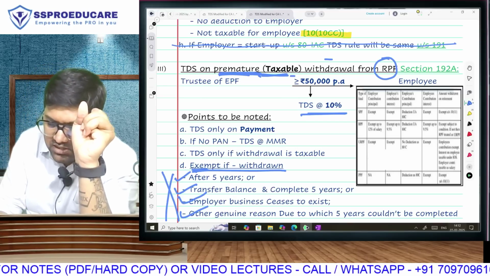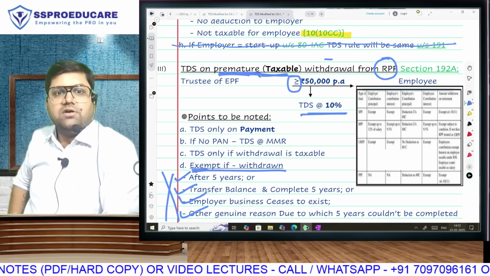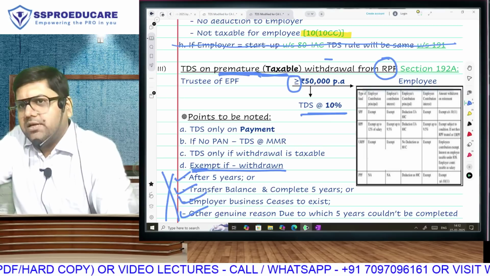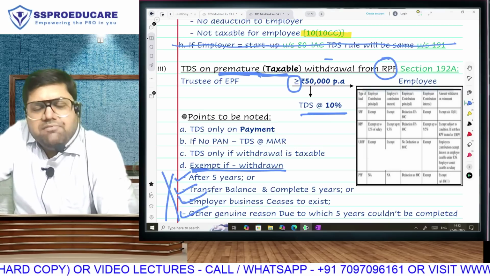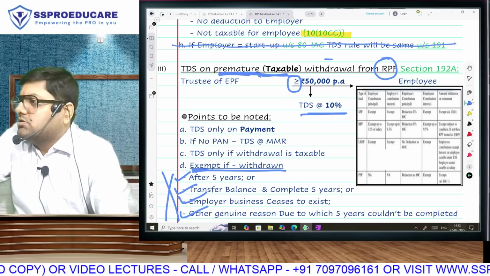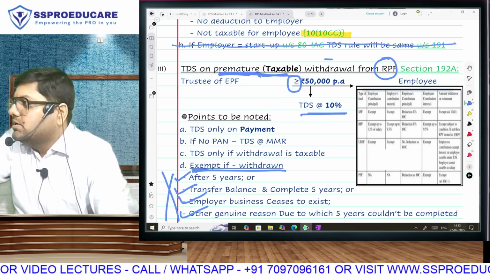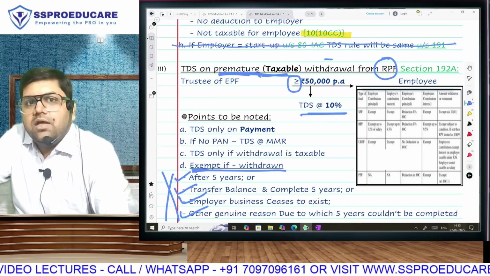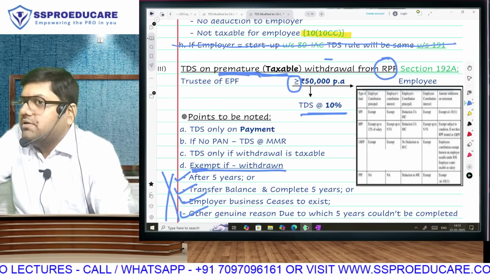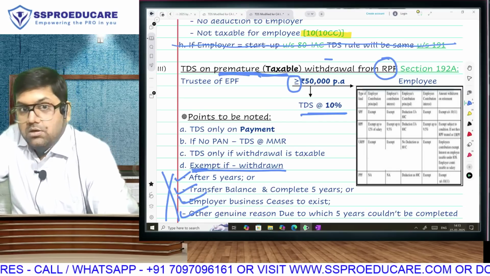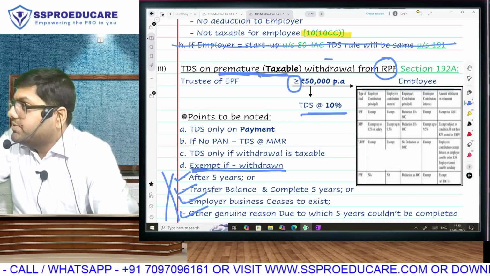Because in this case, they have given equal to. So, exact 50 will attract TDS. Now, let's be clear. In CA exams, they will not ask you 40,000 or 60,000. If they ask 40,000, everyone knows no TDS. If they ask 60,000, everyone knows yes TDS. By the way, 40,000 also no TDS, but income is taxable because it is premature. In exam, they will ask you 50,000.